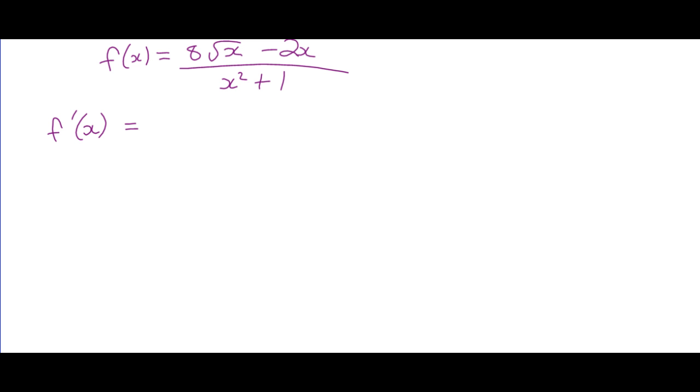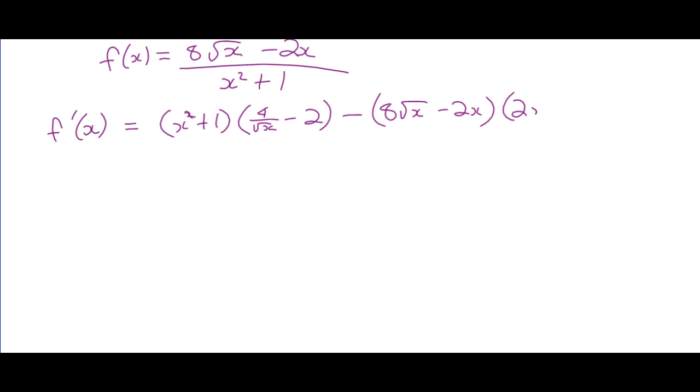Okay, so work out f prime of x. g of x times f prime, so that was 4 over root x, minus f of x times g prime of x, over g of x squared. So there's our start, right? Everybody's going to have that, hopefully.